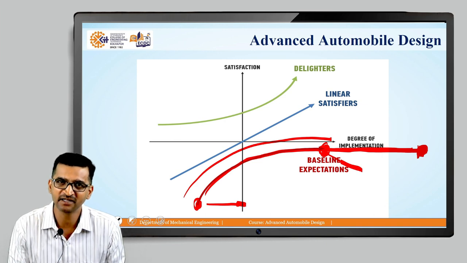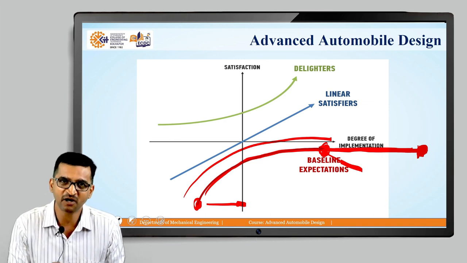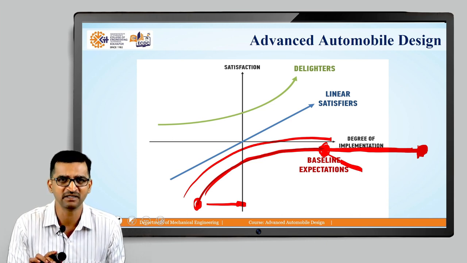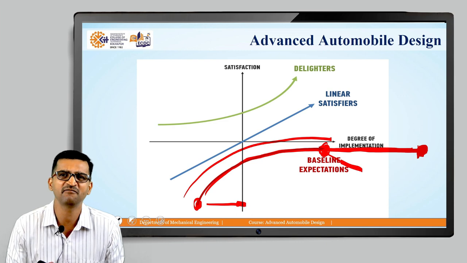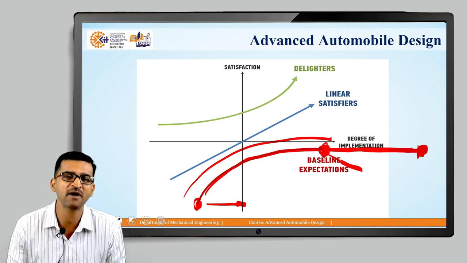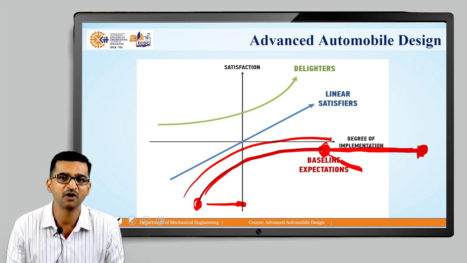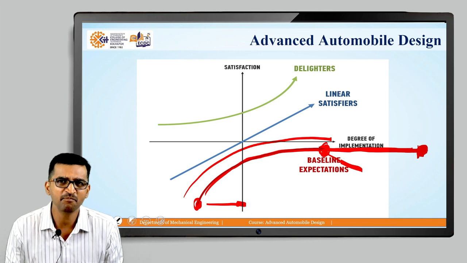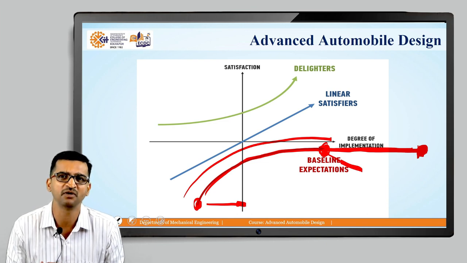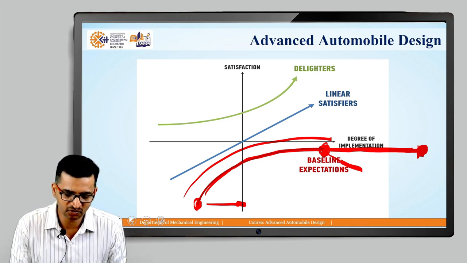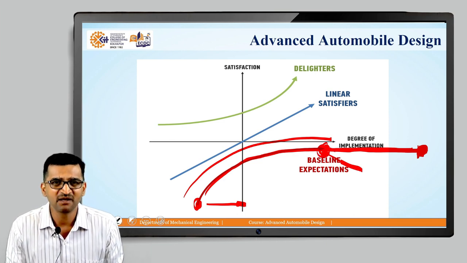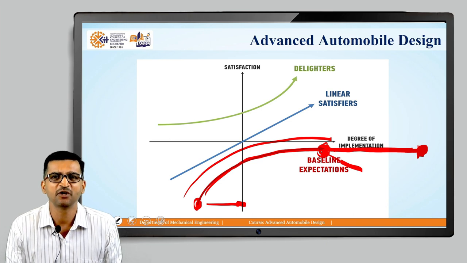If you don't provide brakes, people will be angry. If you provide normal brakes, people will be okay. But if you provide Formula One brakes, people will not be any more happy. They will say, I don't require that, why are you putting that, because I am happy with a 10 meter stopping distance or 10 seconds stopping time. I don't require 2 seconds to stop my car. So why should I pay more for this particular thing which I don't want? So for this baseline expectation, you just take some appreciable figure and stop designing there. So this is all about baseline expectation.